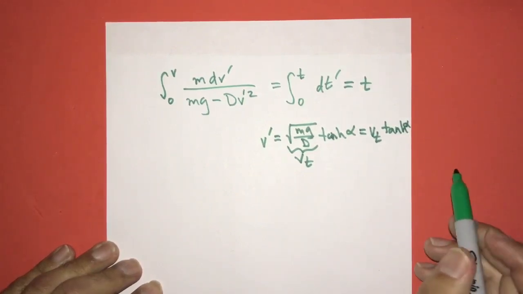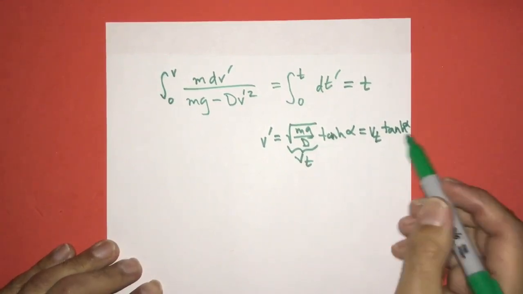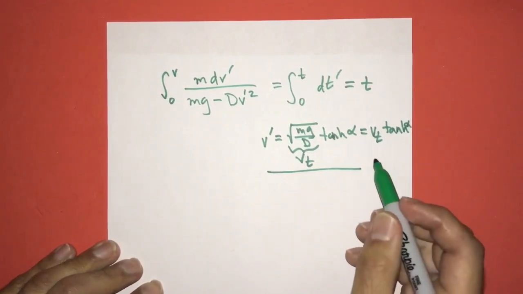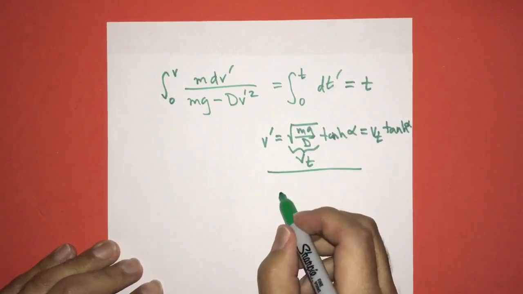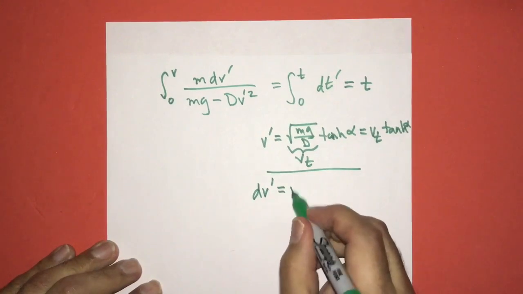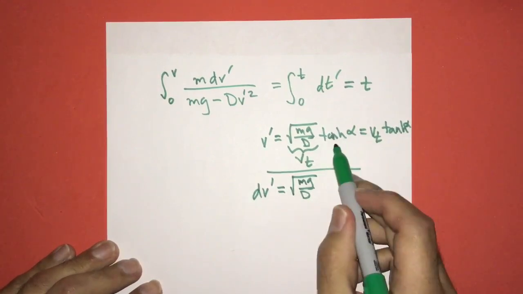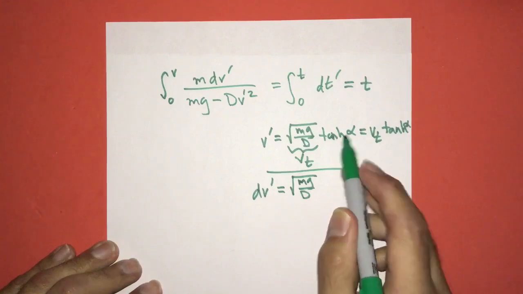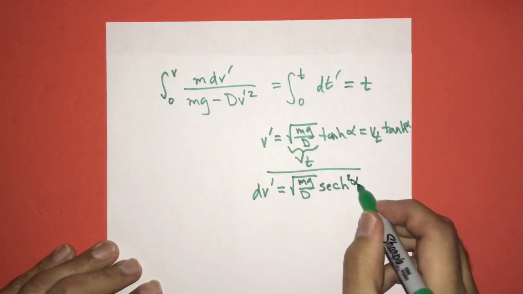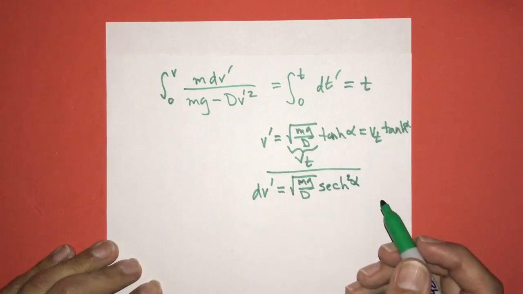We can hold off on this. We'll mainly focus on this right now. But this is what this basically is. So if we figure out our differential, we get what? dv prime equals the square root of mg over d, which is our terminal velocity term, times the derivative of hyperbolic tangent, which is hyperbolic secant squared alpha. Okay, so let's see what we get.